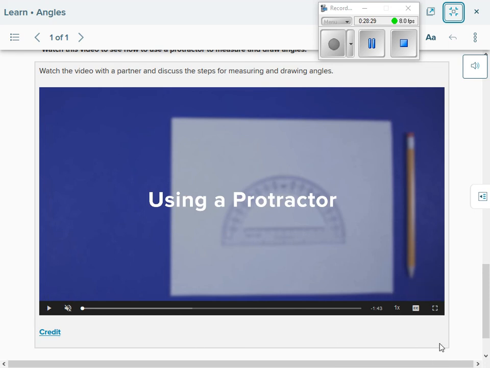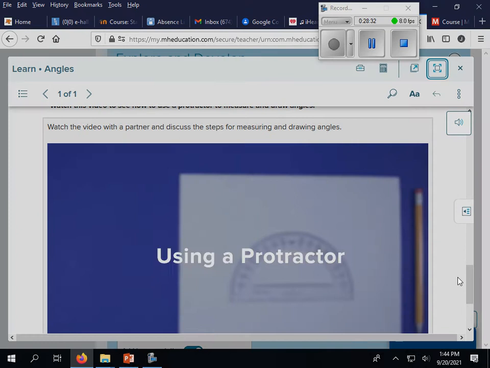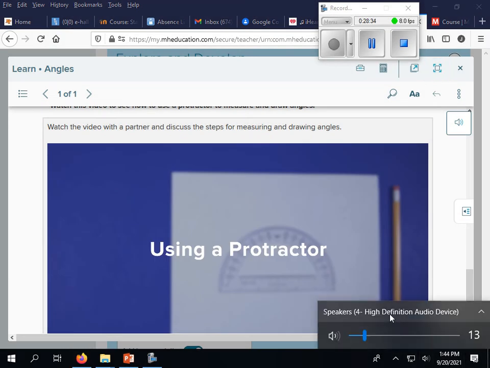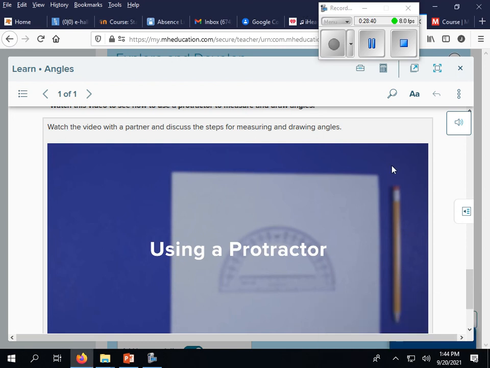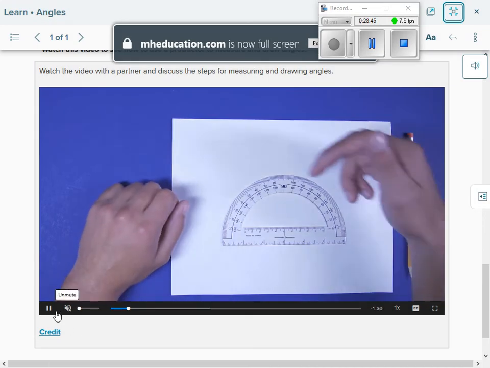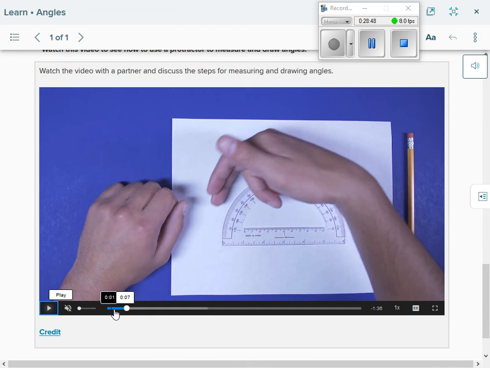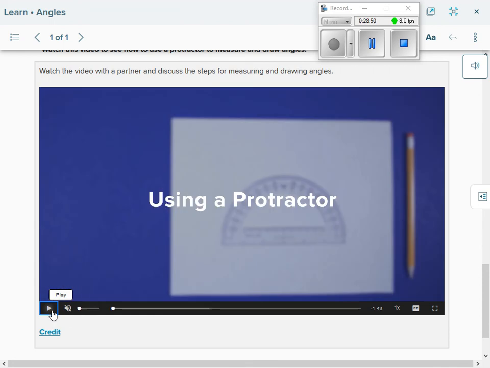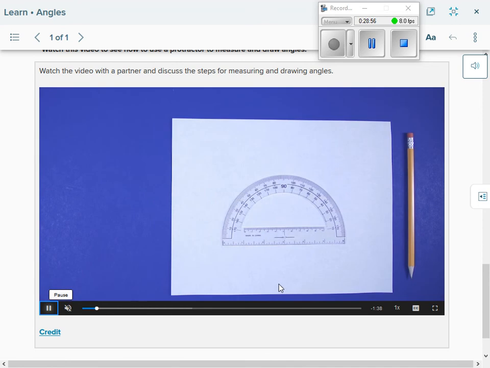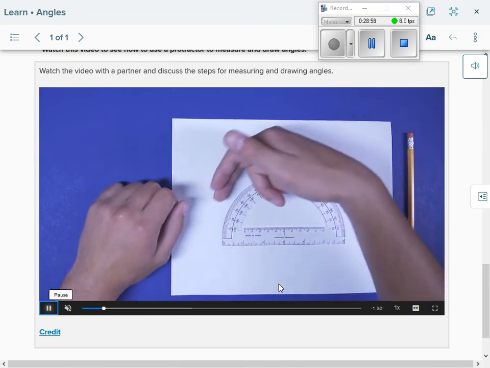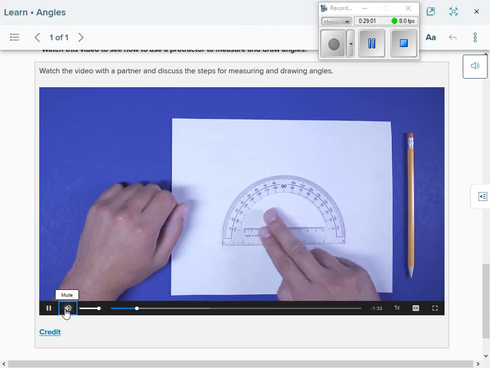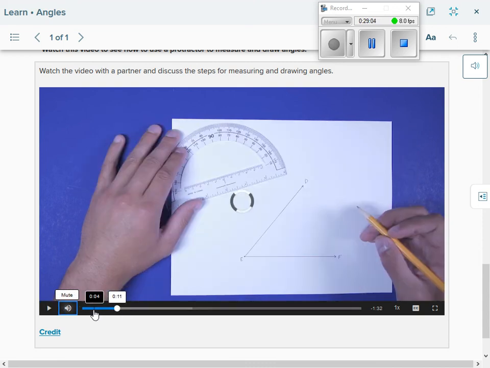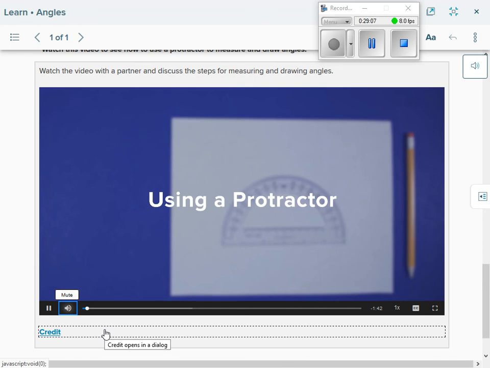Get your protractors out so you can follow along with this, as I get it turned up there. All right, leave those in the trash can. Thanks. Unmute it. You want to unmute it?